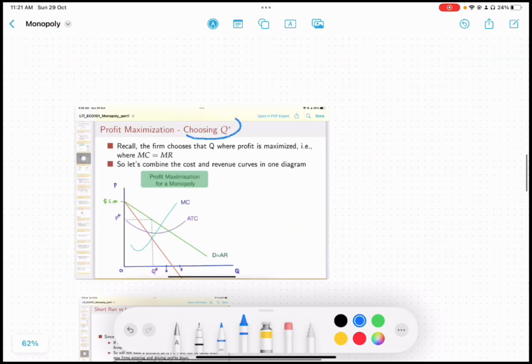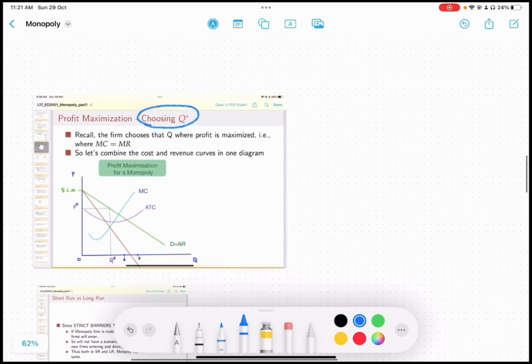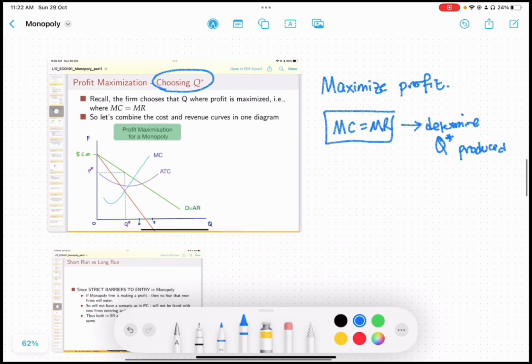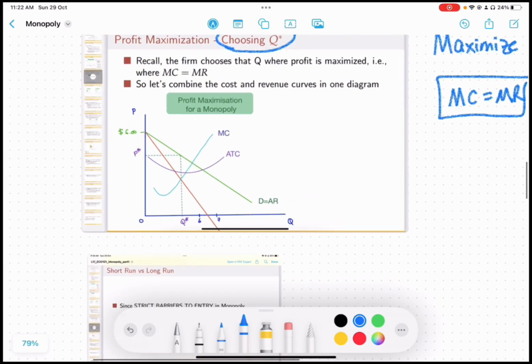Moving on, how does the monopolist choose optimal quantity? Remember, whether it is a monopolist or a perfectly competitive firm or a monopolistically competitive firm, whatever firm you're talking about, their aim is always to maximize profit. So, anytime you start any of this analysis, you're first going to go and look at MC equals MR. And this will help you determine quantity to produce. All right. So the optimal quantity that the firm's going to produce is always going to be where MC equals MR. So let's look at the diagram we've got here.